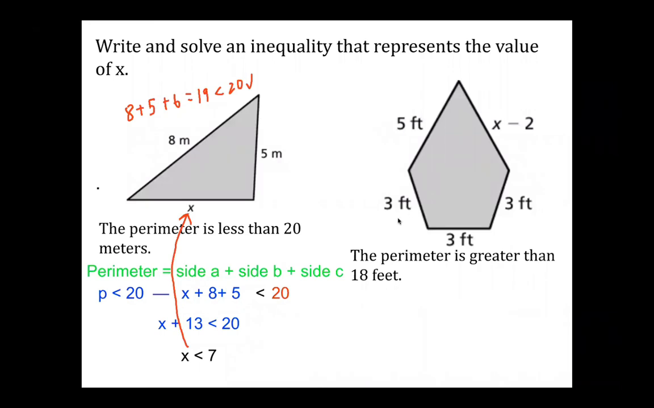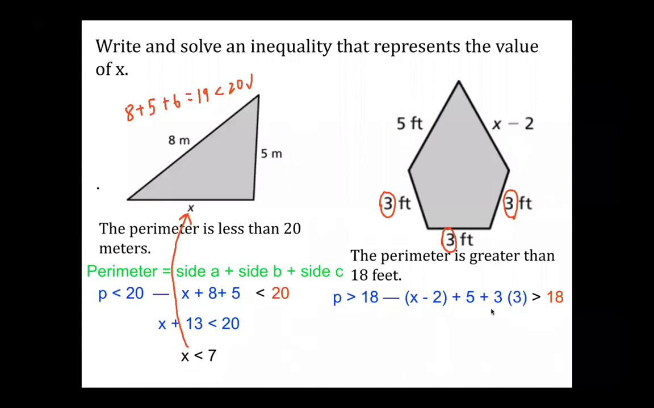We're given that the perimeter is greater than 18 feet. So P should be greater than 18. We'll go ahead and carry out the same procedure by first adding all these sides together and then setting it to greater than 18. So that would be the expression x minus 2 plus 5 plus 3 times 3. The reason I did 3 times 3 is that you can see here that you have 3 side lengths that measure 3. You can also do 3 plus 3 plus 3, but I just wanted to shorten the process.